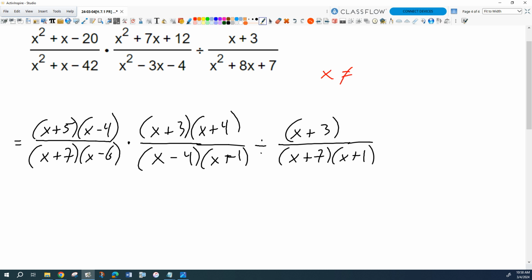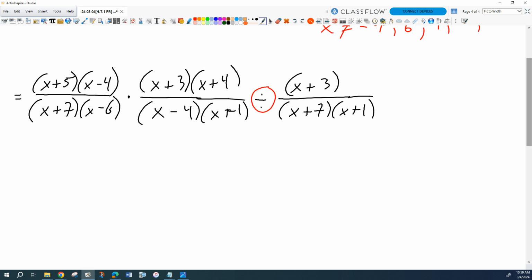X cannot equal, throw out some values. What's one thing it can't equal? -7, +6, 4, -1, already have it. -1, already have it. Okay, good. So far, so good. Okay, now what? Got to flip that one, don't I? Dividing by that fraction is equivalent to multiplying by its reciprocal.